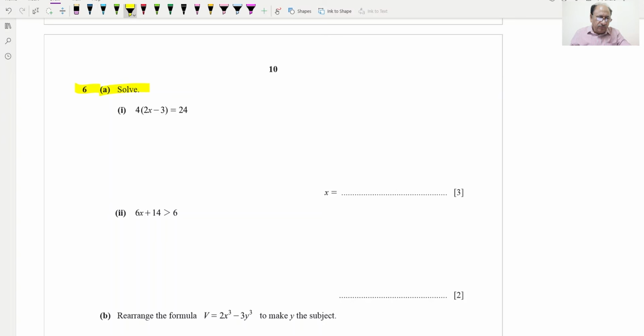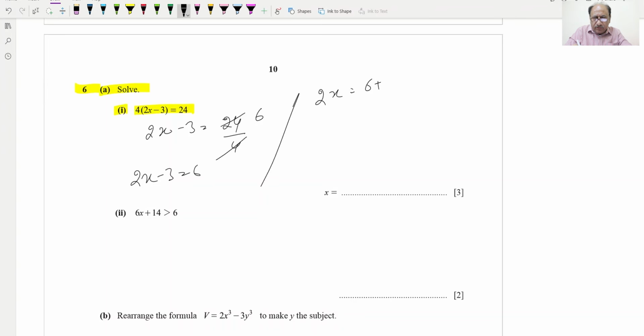Question number 6, we have to solve this part 1 algebraic equation. We will send 4 to the other side, so 2x minus 3 is equal to 24 over 4, which can be cancelled to 6. So 2x minus 3 is equal to 6, and this implies 2x is equal to 6 plus 3, which is equal to 9. So x will be equal to 9 by 2, which we can write as 4.5, so our answer will be 4.5.